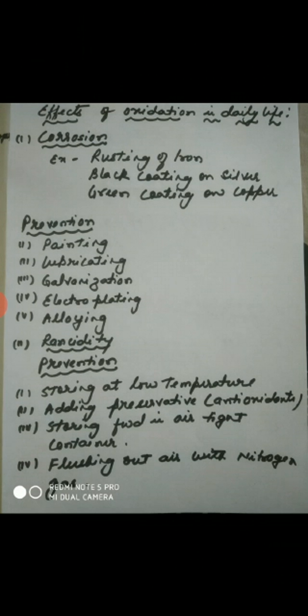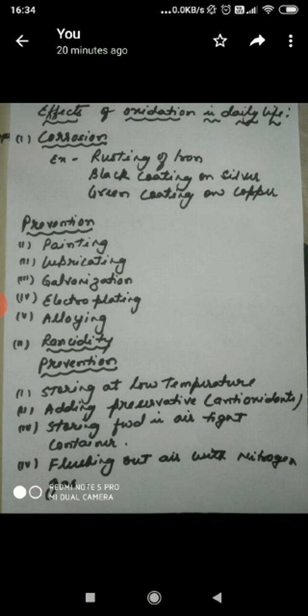So how can we prevent rancidity? We can store food at low temperature, add preservatives, that is antioxidants, store food in airtight containers, and flush out air with nitrogen. We have seen that chips packets are filled with nitrogen gas. Which gas? Nitrogen gas. Can you guess why? As nitrogen gas prevents oxidation of food, it prevents rancidity. So chips packets are flushed with nitrogen gas.